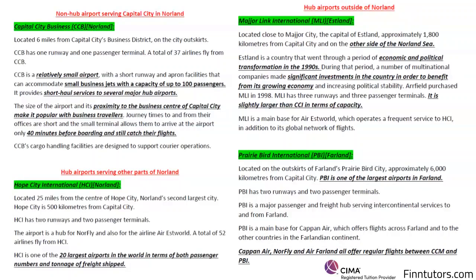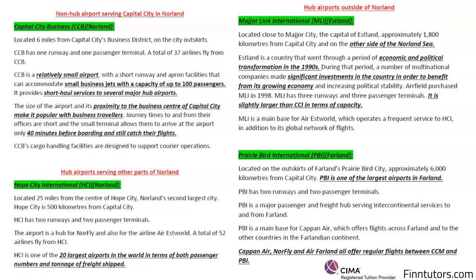Arrfield purchased MLI in 1998. MLI has 3 runways and 3 passenger terminals. It is slightly larger than CCI in terms of capacity. It's not the largest in passenger numbers and freight. It's larger in capacity. It can handle more people. It can handle more flights. MLI is the main base for Air Estworld, which operates a frequent service between HCI, Hope City International, which is yours, in addition to its global network of flights. So your relationship with Air Norfly, with Air Estworld is going to be important.